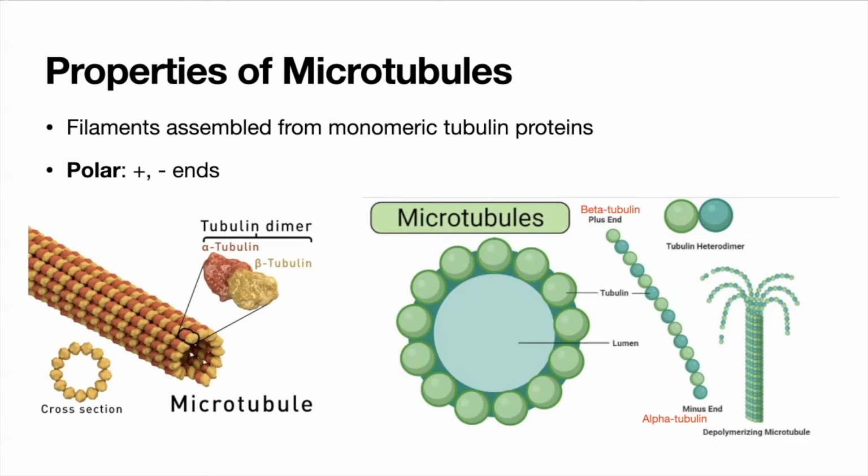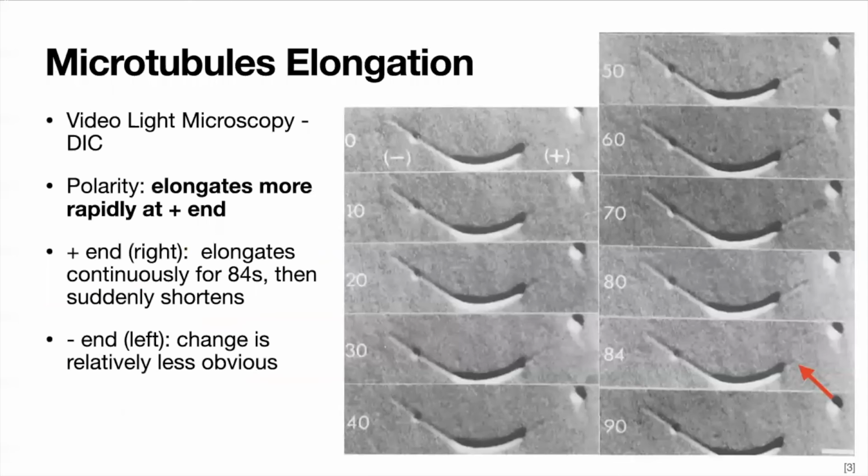One end has only beta subunit exposed. It is called the plus end. It has a positive charge. And one end has only alpha protein exposed, and it is the minus end. When we stretch, the two ends will elongate at different rates. So how different are they?